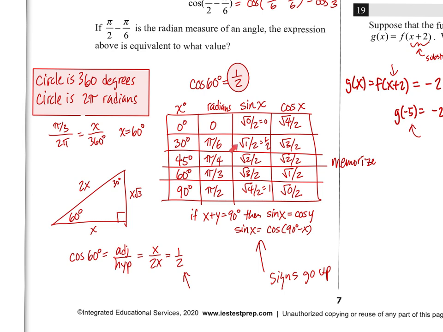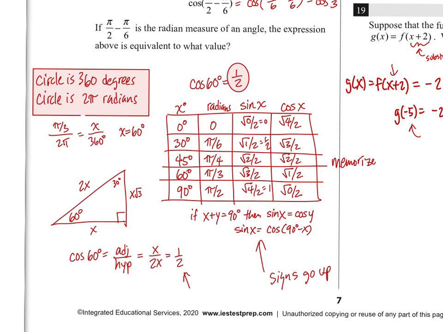And of course, if you have the square root of 1 over 2, that simplifies to 1/2. If you have the square root of 4 over 2, that simplifies to 1. So this is just to help you remember, hey, sines go up, 0, 1, 2, 3, 4. Cosine therefore goes down, 4, 3, 2, 1, 0.